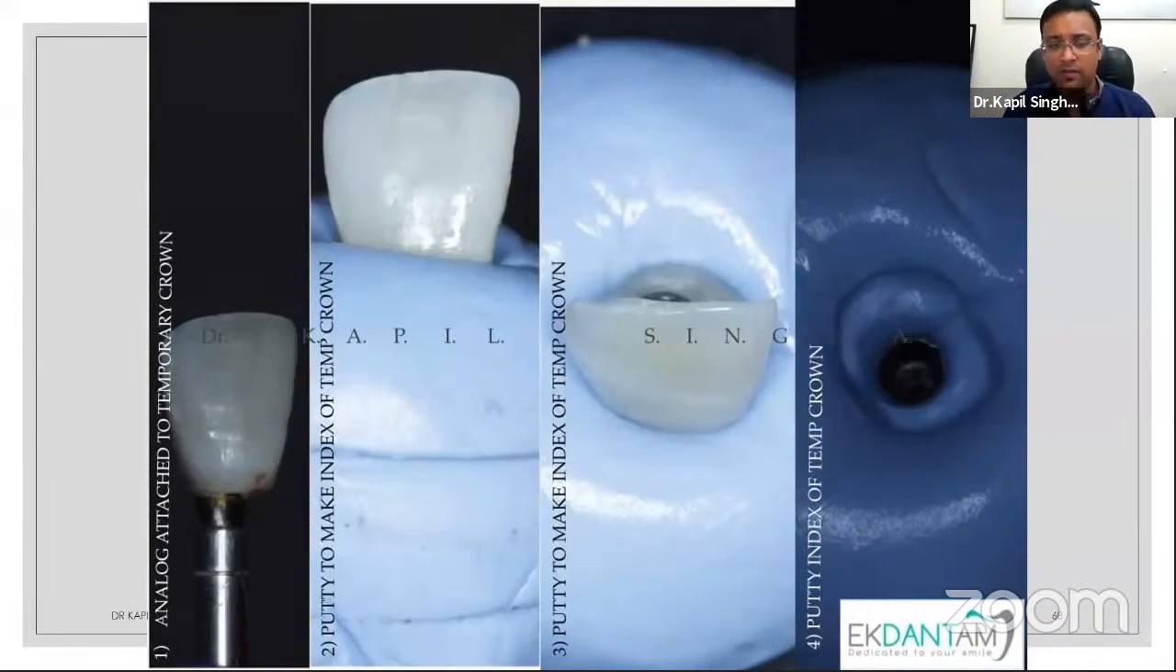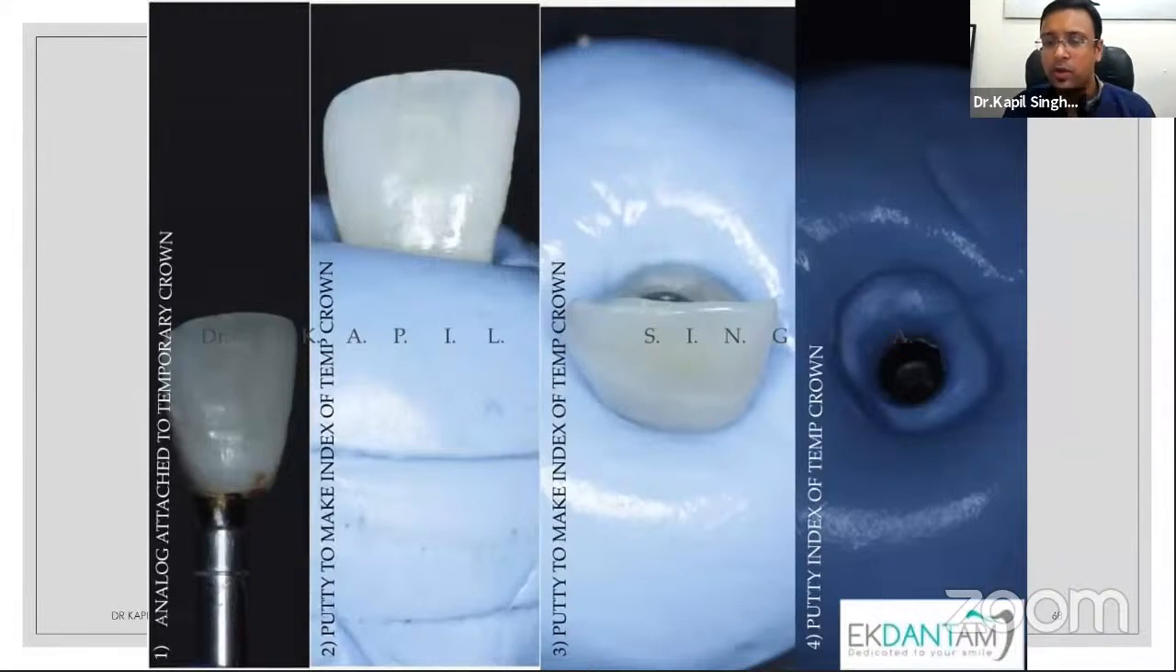In the first picture, we fixed the analog over our temporary prosthesis and took a putty impression of it. Then we removed the prosthesis with a hex driver, and in the final slide, you can see we get the impression of the tissue surface of the temporary. This is how you duplicate it: you make a putty index of your temporary crown.